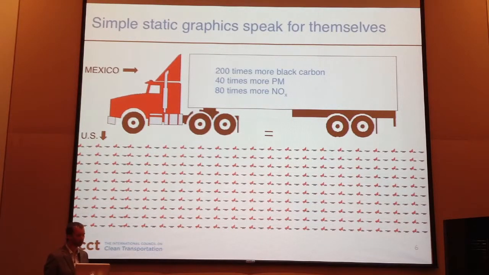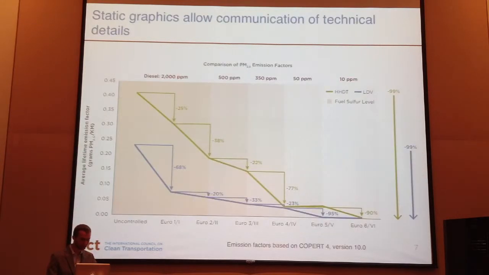The first example would be that simple static graphics speak for themselves. In this particular case, the point is that a single new truck in Mexico emits as much black carbon as 200 new trucks in the US, as much PM, or particulate matter, as 40, and as much nitrogen oxide as 80. The key takeaway is that technologies exist today that have been deployed in the United States that can dramatically cut local air pollutant emissions in Mexico if the right policies are put in place.